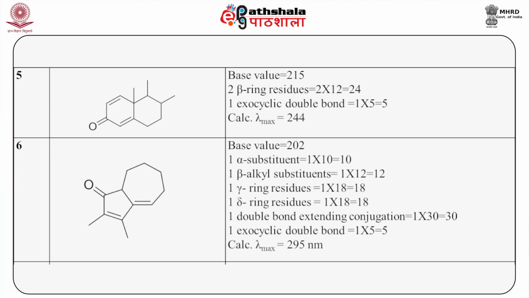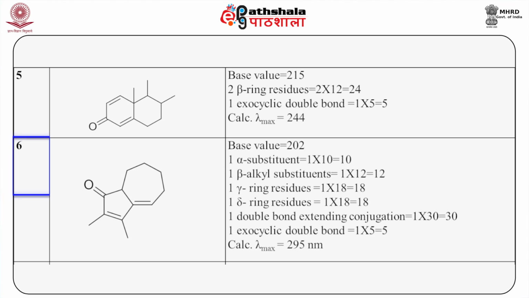Now, the base value in entry number 5 will again be 215 nanometers, with 2 beta ring residues contributing 24 nanometers and 1 exocyclic double bond contributing 5 nanometers. The addition of all these substituents will give you a value of 244 nanometers. Now, coming on to entry number 6, the base value will be 202 nanometers because it is a 5-membered alpha beta unsaturated carbonyl system.